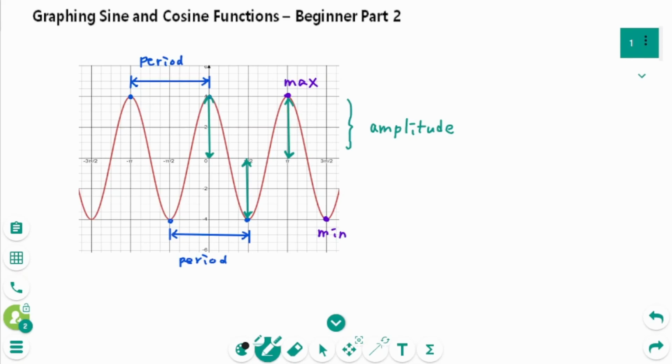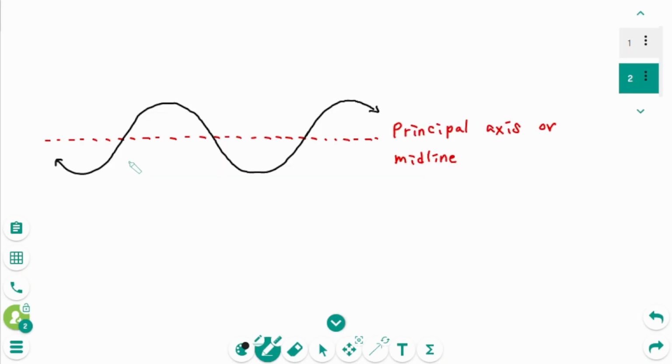This video will cover beginner part 2 questions regarding the topic of graphing sine and cosine functions. A sine or cosine function oscillates over a horizontal line called the principal axis or midline. A maximum point occurs at the top. These are minimum points. The amplitude is the distance between a maximum or a minimum point and the midline. We can find the amplitude as maximum minus minimum over 2.